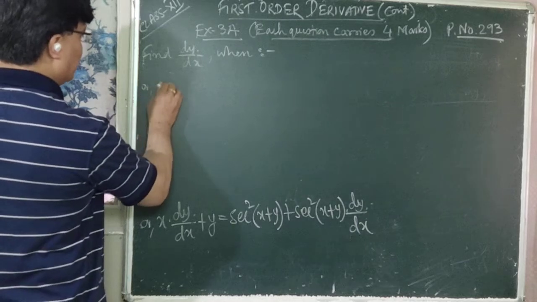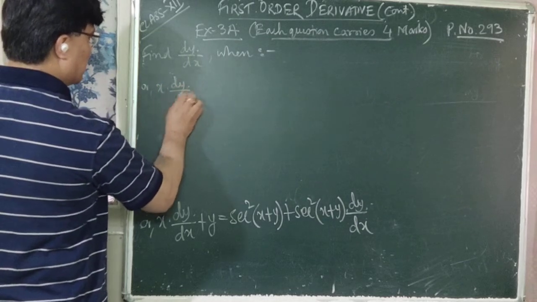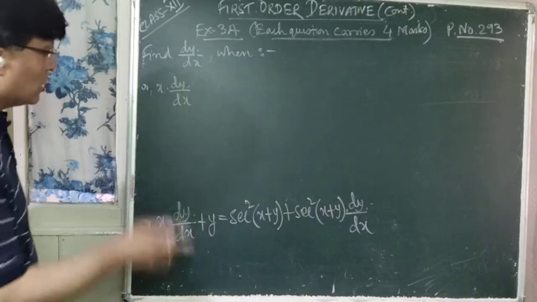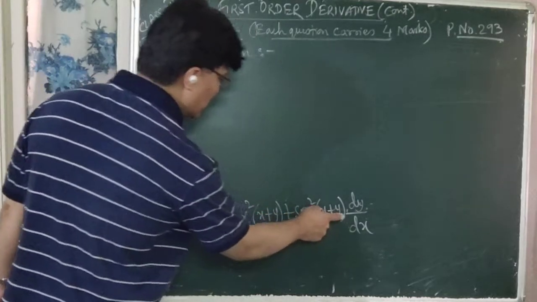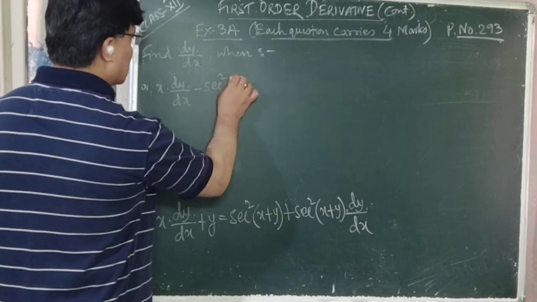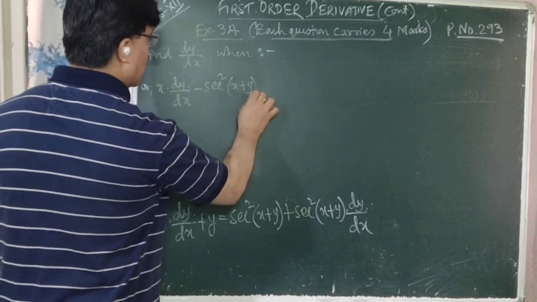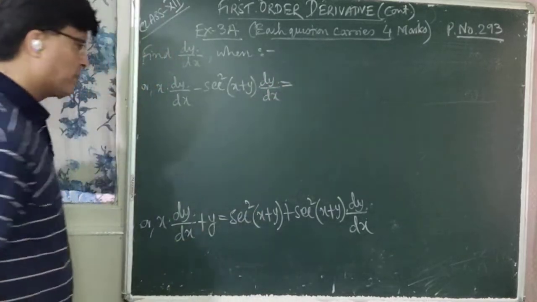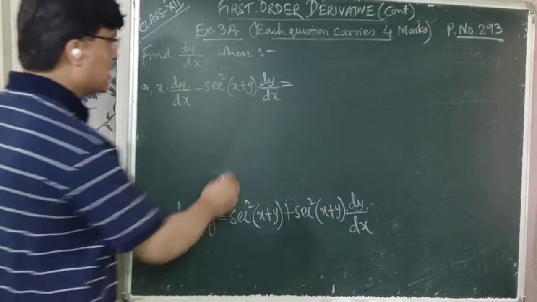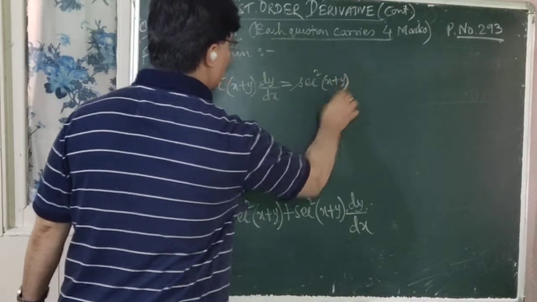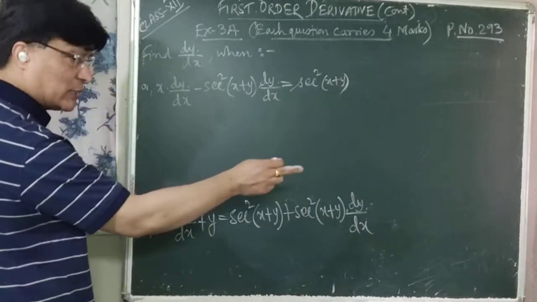So x into dy by dx. Now keep the terms containing dy by dx on the left hand side. So you have to take this term, that is sec square x plus y into dy by dx, on the left hand side. So it becomes minus sec square x plus y into dy by dx is equal to. So on the right hand side, what do we get? It is sec square x plus y, and this plus y is taken to the right hand side.